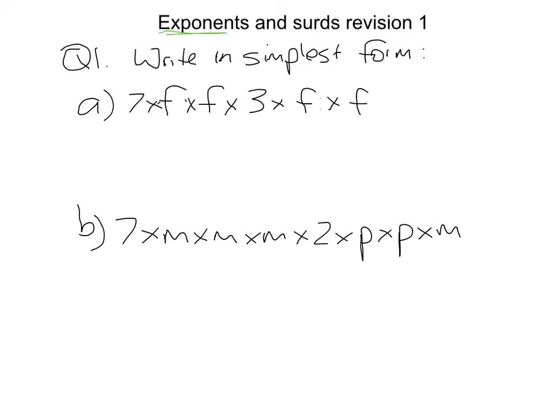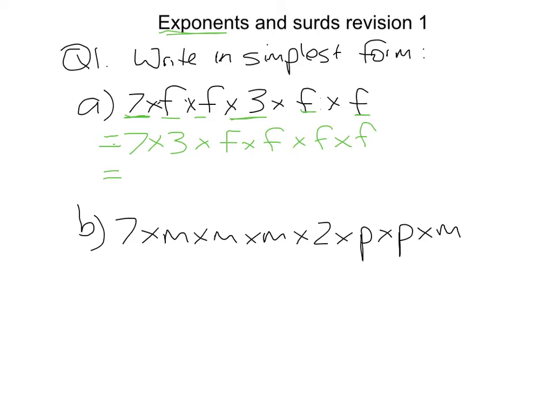For this first one, what we need to do is collect our like terms together, and you don't have to rewrite this, but I'm going to rewrite it. So this will be equal to, firstly we'll get our numbers, so we've got a 7 and a 3, so 7 times 3, and then we need to write all these f's out, so times by f, and then we've got another 2 here, times by f, and another one here, times by f.